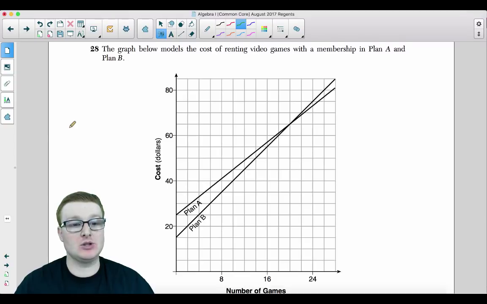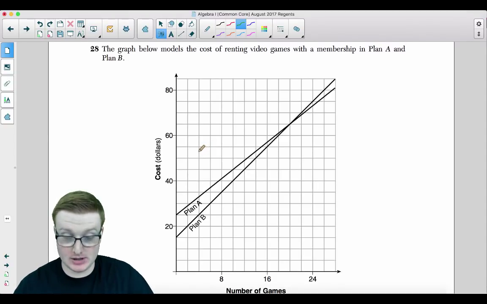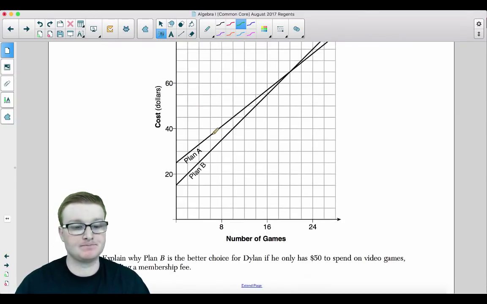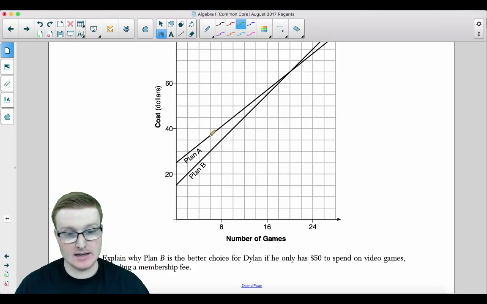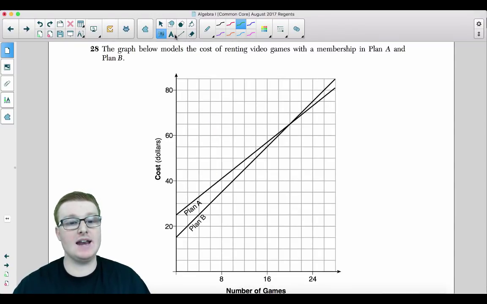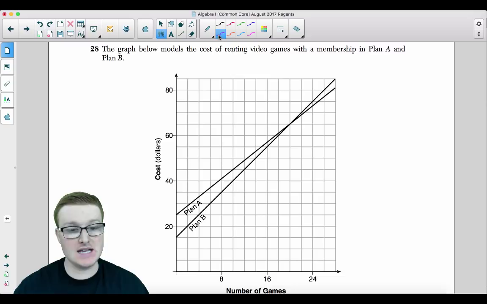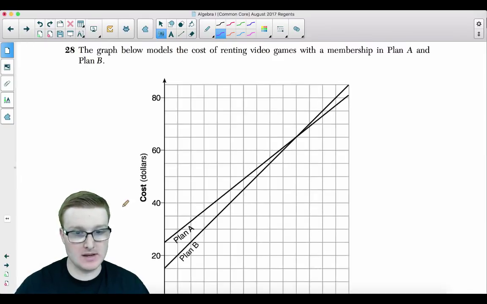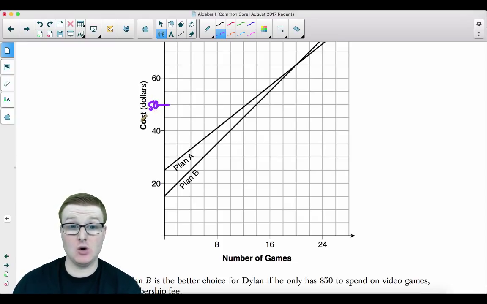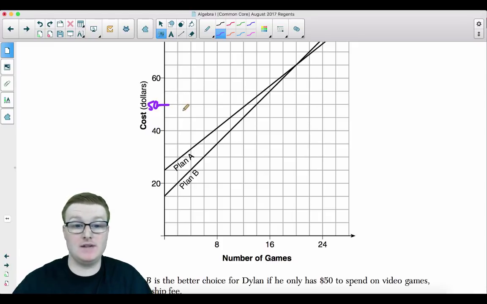Okay. Number 28. The graph below models the cost of renting video games with a membership, plan A and plan B. Explain why plan B is the better choice for Dylan if he only has $50 to spend on video games, including the membership fee. So let's go ahead and evaluate where the 50 is. The 50 on the graph is right here. Okay, this is $50. And remember that this is a cost function. So he only has $50 to spend. He can't go above 50.